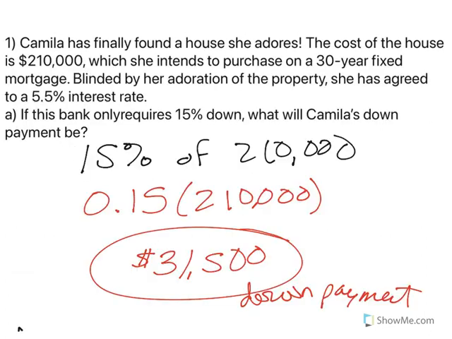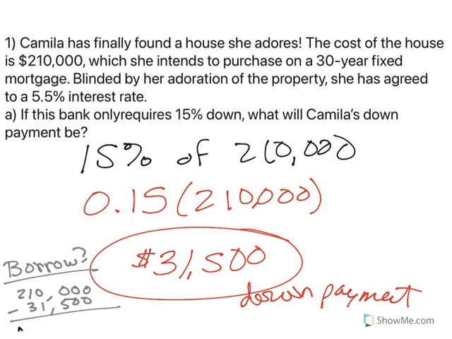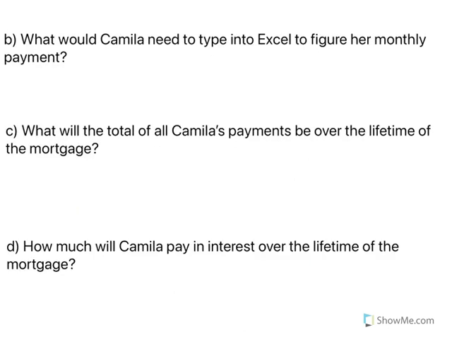Well, let me back up. Because this down payment is great, that leads me to what do I need to borrow? Well, if the house is $210,000 and I put down $31,500, then I need to borrow $178,500. Okay, I need that for this next part.